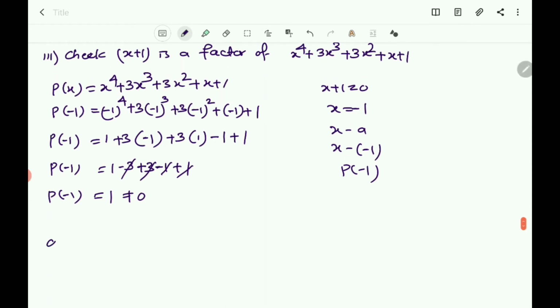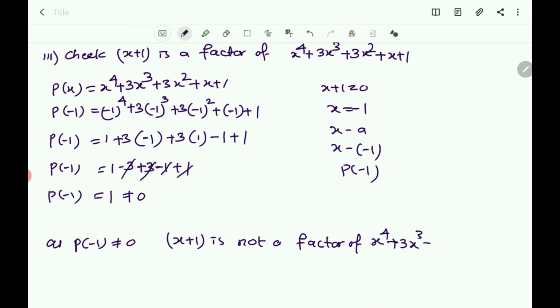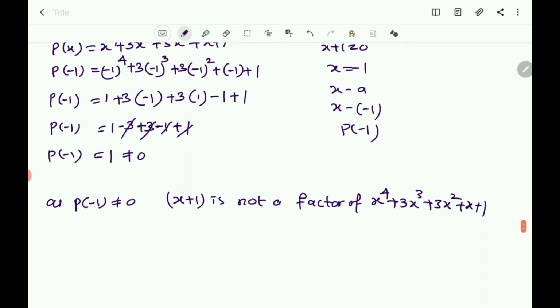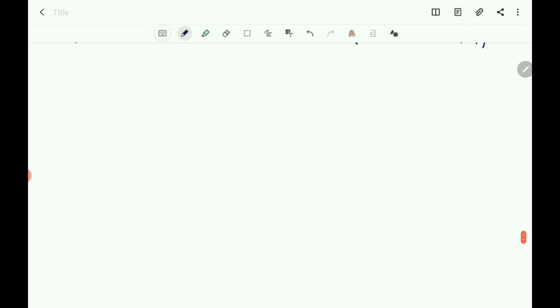So as P of minus 1 is not equal to 0, what can you conclude? x plus 1 is not a factor of x to the power of 4 plus 3x cube plus 3x square plus x plus 1. Then you take the fourth one.